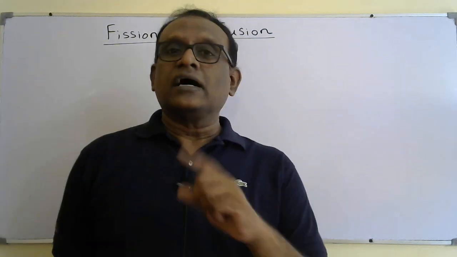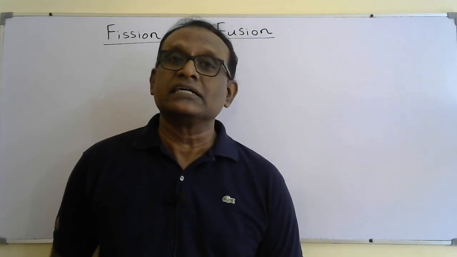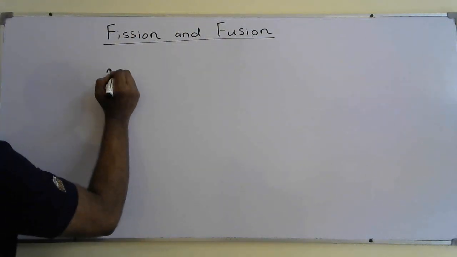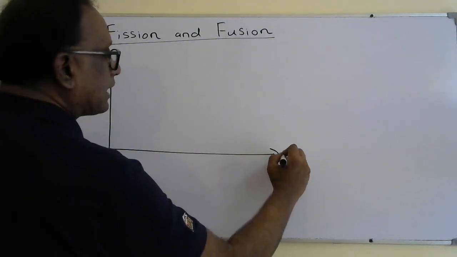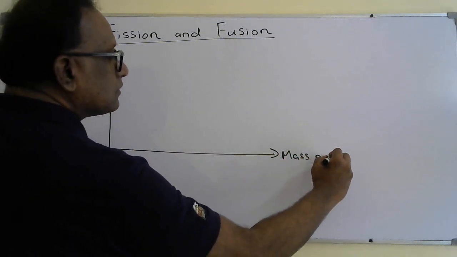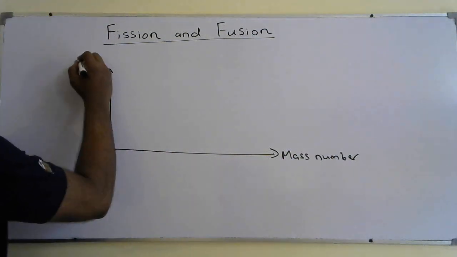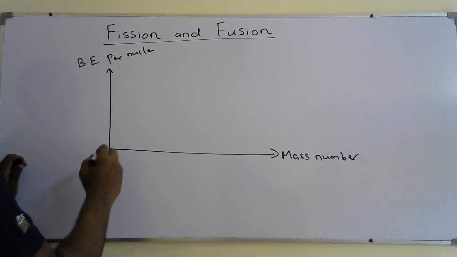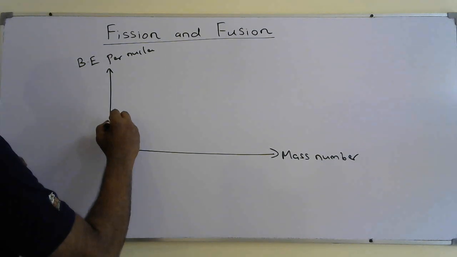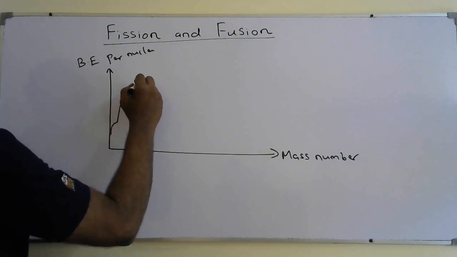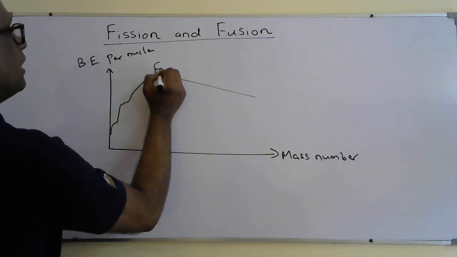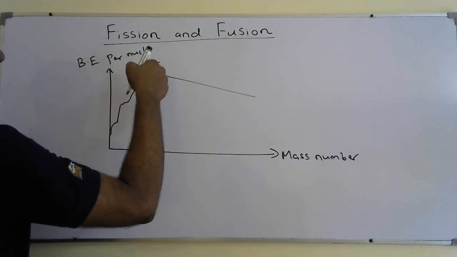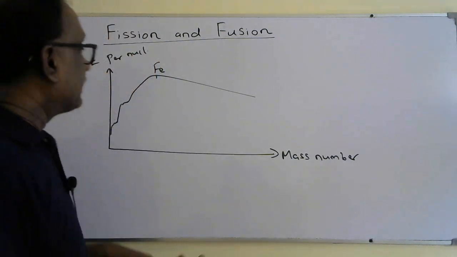So in my first lesson, I gave the graph of binding energy per nucleon against mass number. You can find it everywhere in all books. This is mass number or nucleon number, and this is binding energy per nucleon. The shape of the graph is approximately something like this. There could be small fluctuations, then it increases and decreases. So this is iron. Iron has the highest binding energy per nucleon, which means iron is the most stable nucleus in terms of binding energy.